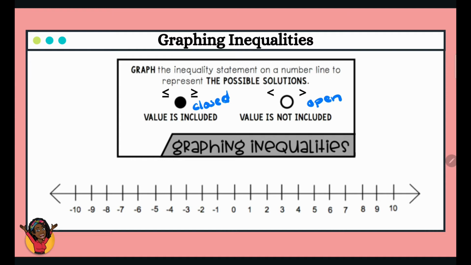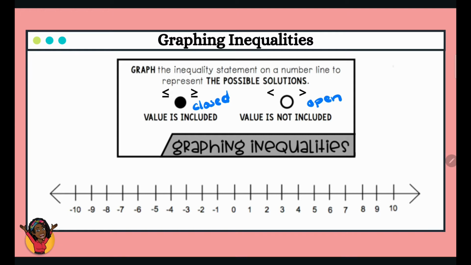When do we have a closed circle? If your inequality symbol is less than or equal to or greater than or equal to, then you're going to have a closed circle. That means that value is included in the solution set. When we have just less than or greater than, it's open. That means that value is not included in the solution set.